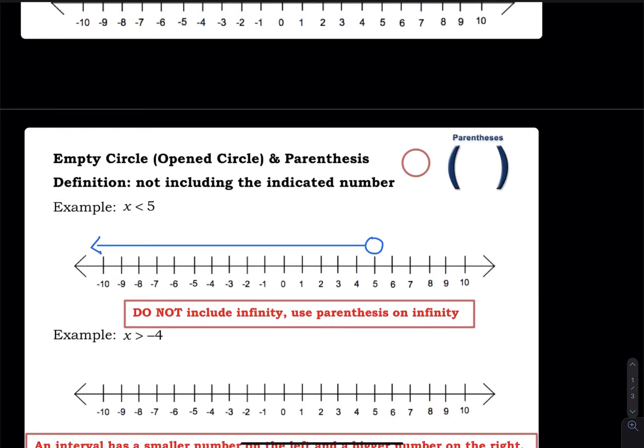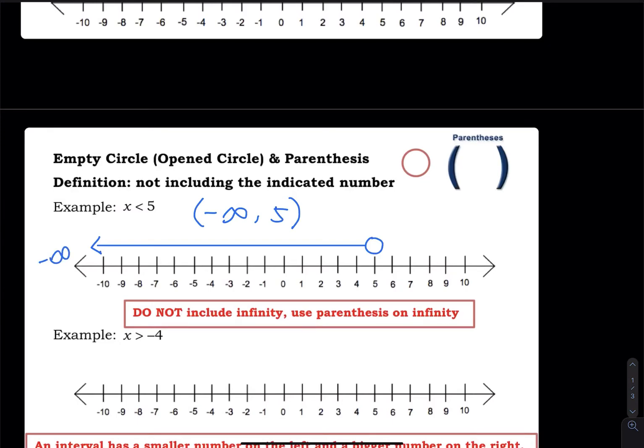And then what about interval? This time we go from negative infinity to 5, but parenthesis on both because we don't include 5. And for negative infinity, we do not know the exact value of negative infinity.